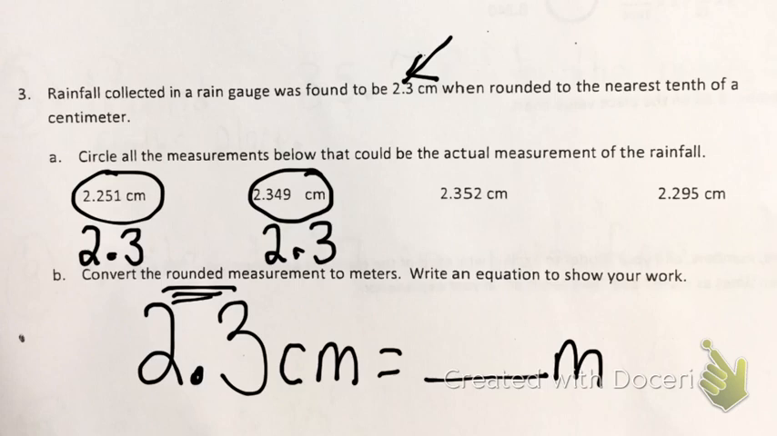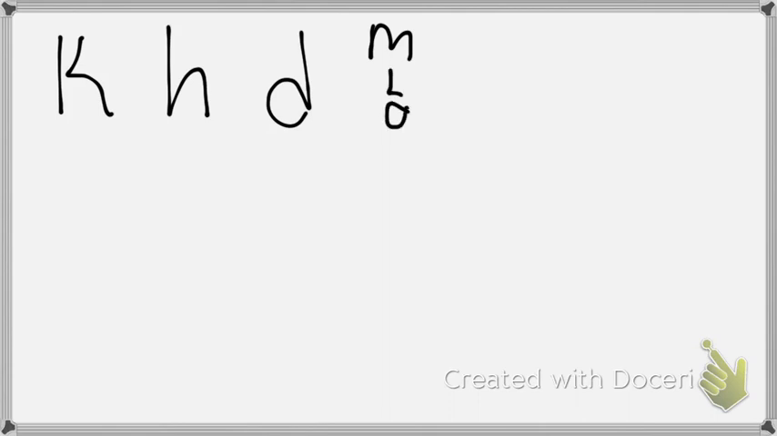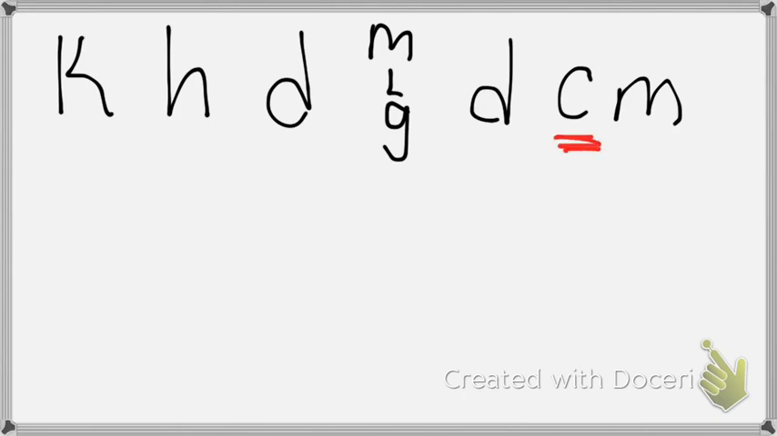Now, when I go from a centimeter to a meter, if you remember using our King Henry Died Monday Drinking Chocolate Milk, we know that my centimeter is located right here. I am 2 spaces away from the actual meter. Boys and girls, a centimeter, is it smaller or greater than a meter? Smaller. Remember the meter stick, it was real long and you had tiny centimeters? It's smaller than a meter.